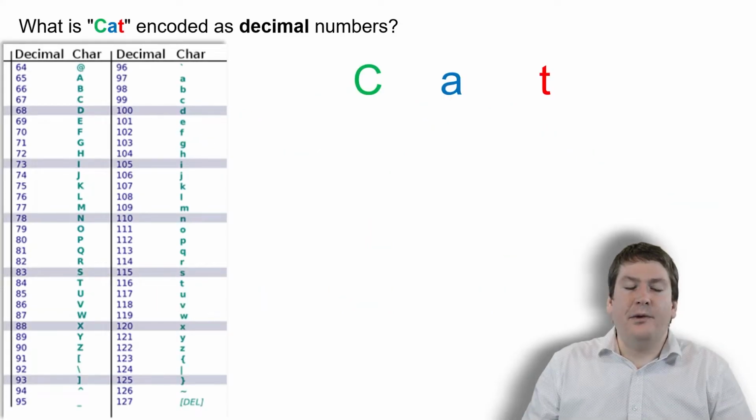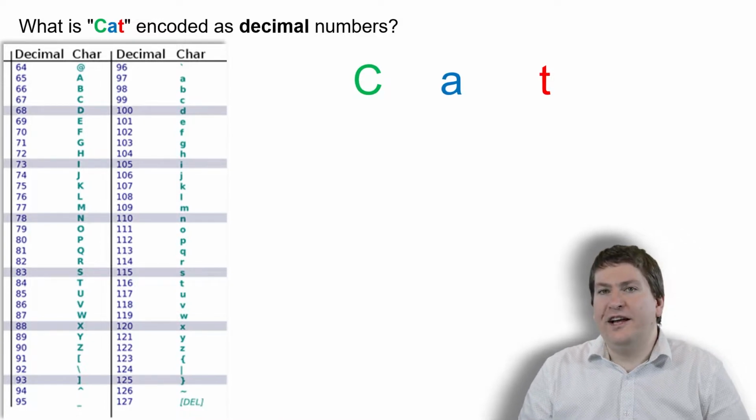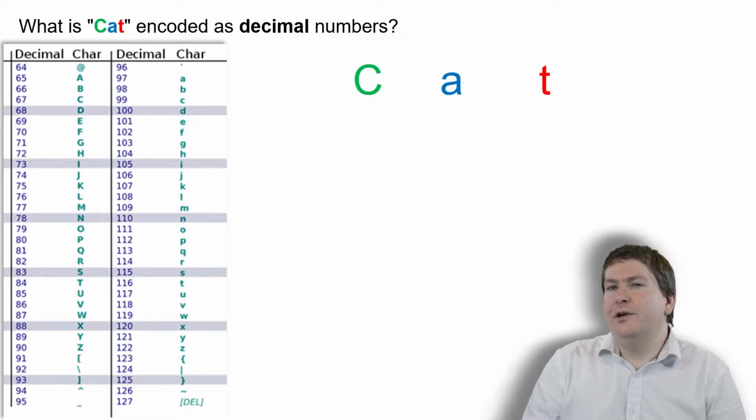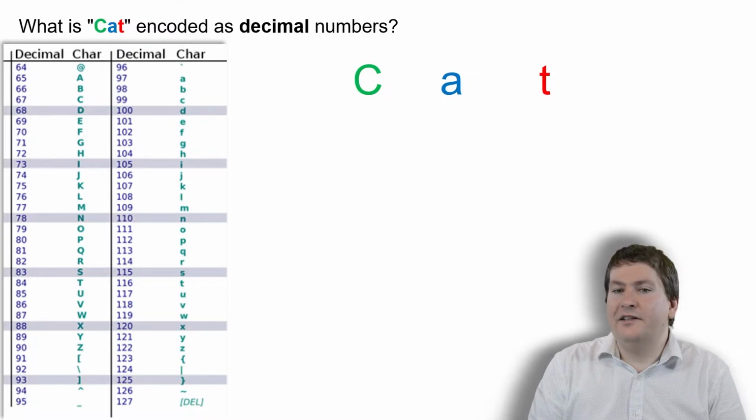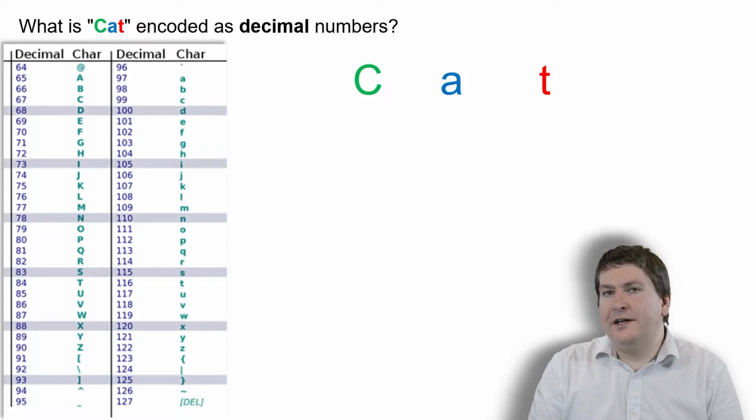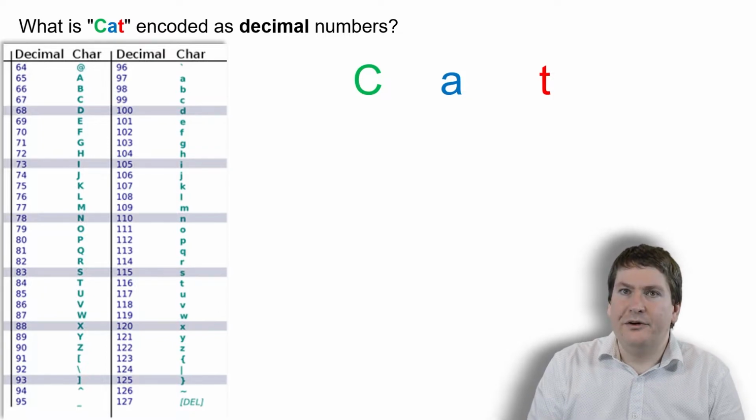Okay, let's put this into practice with a little activity. I have the word cat written here, capital C, lowercase a, lowercase t. I wanted you to use what we've learned about ASCII and the ASCII table to turn these into decimal numbers. So don't worry about turning into binary, just the decimal numbers. And there should be 3 of them because we have 3 letters. I'll give you a few seconds and try to do that.